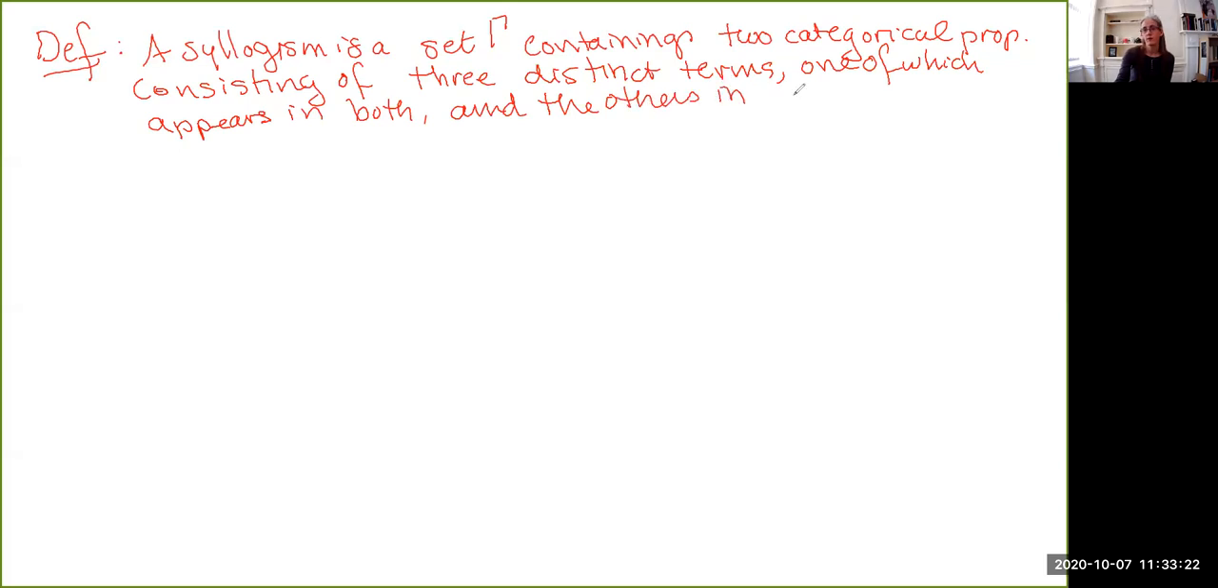in only one. So an example would be something like PAR-RES. We've got two categorical propositions, three distinct terms, P, R, and S. R occurs in both of the propositions, P occurs in only one, and S occurs in only one. So another instance would be, say, DIM and CEM. There's another one. The order of the terms doesn't matter. What matters is that we have three distinct terms and that they are distributed between the propositions in this way.